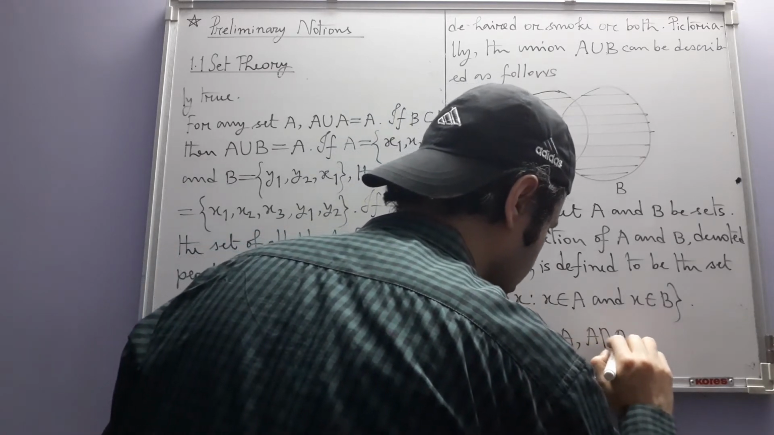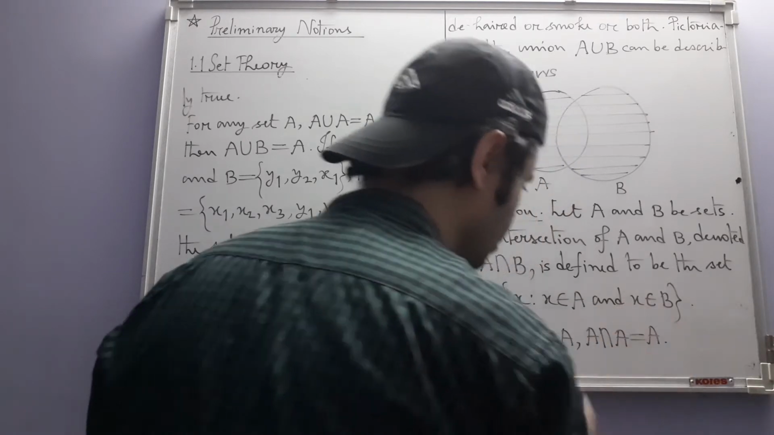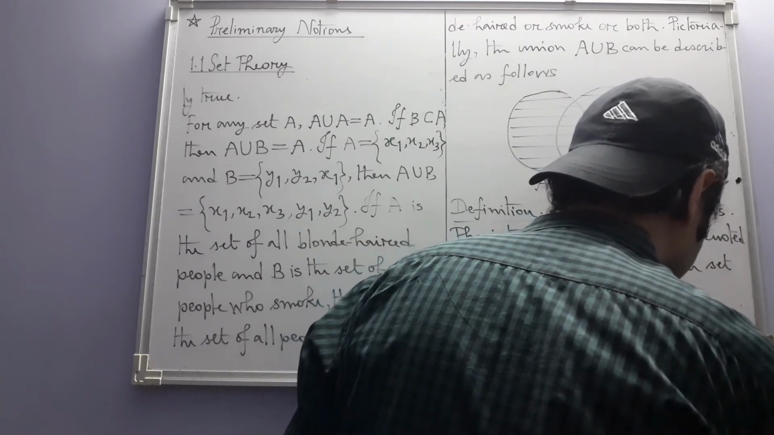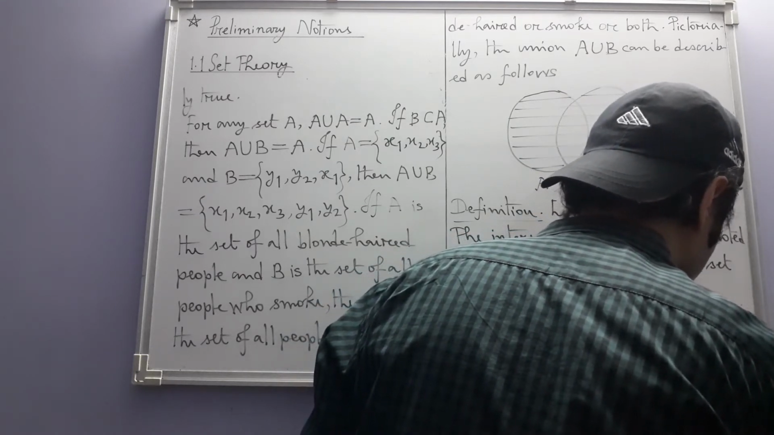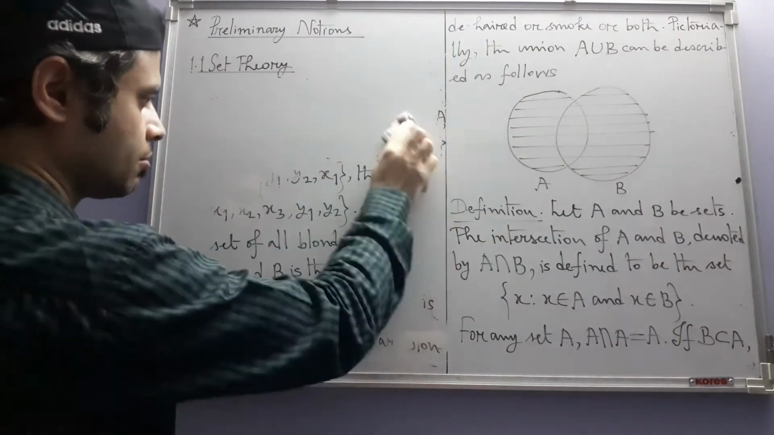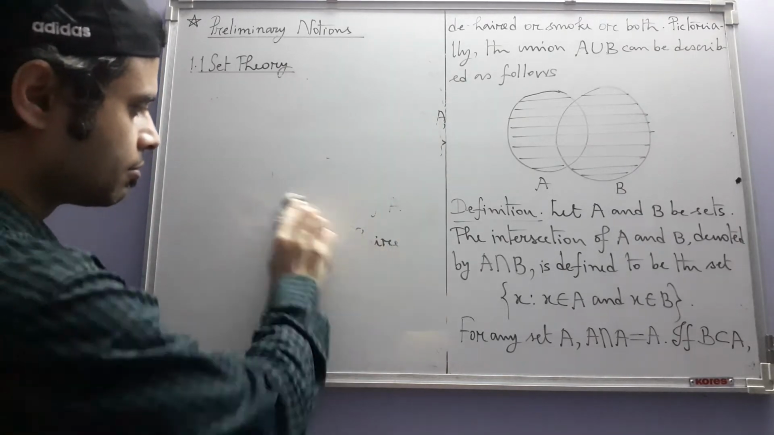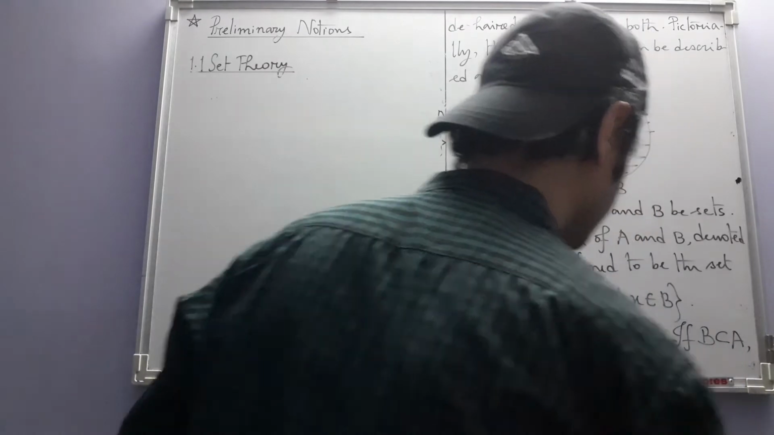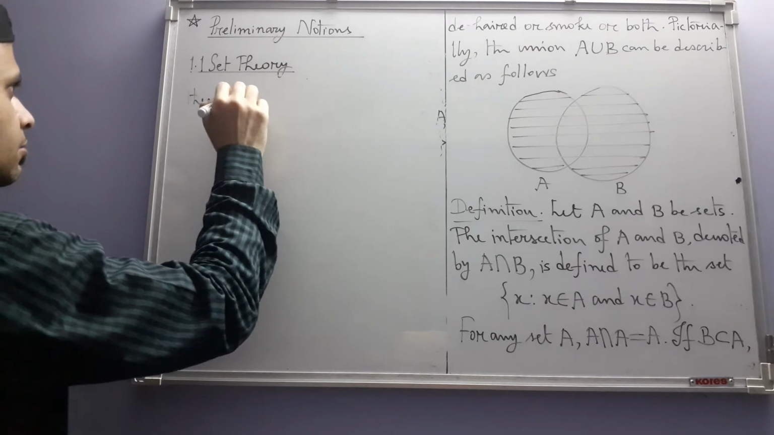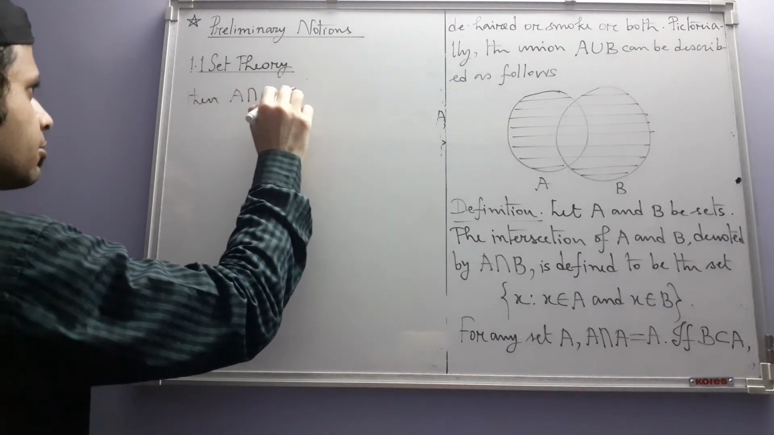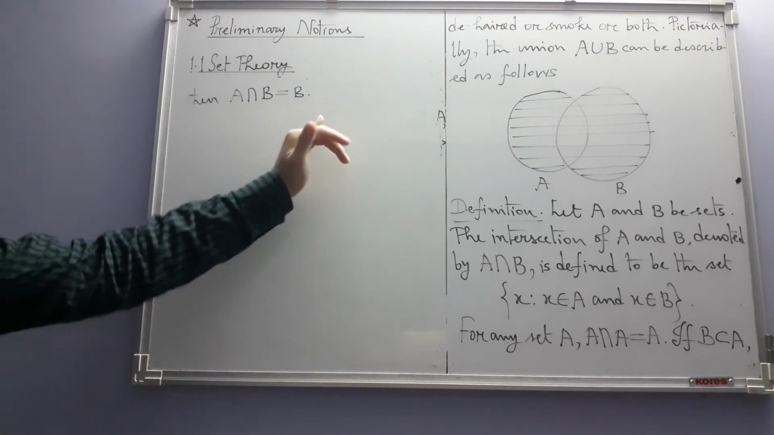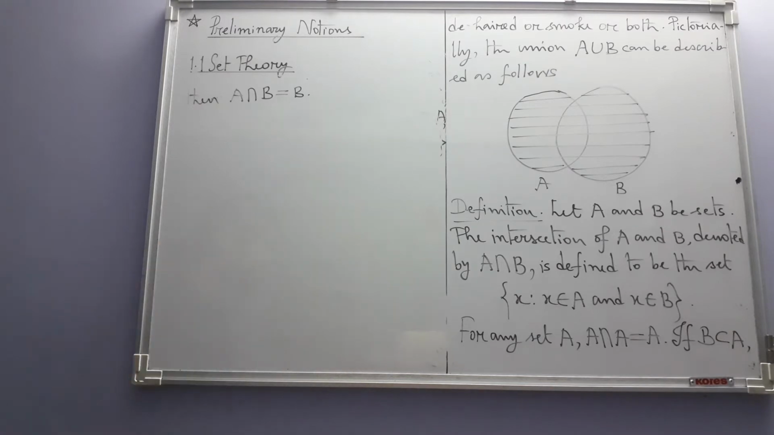A intersection A is also just like union equal to A. If B is a subset of A, then A intersection B equals B. Just like the bigger one becomes union, the smaller one becomes intersection when one of them is a subset of the other.